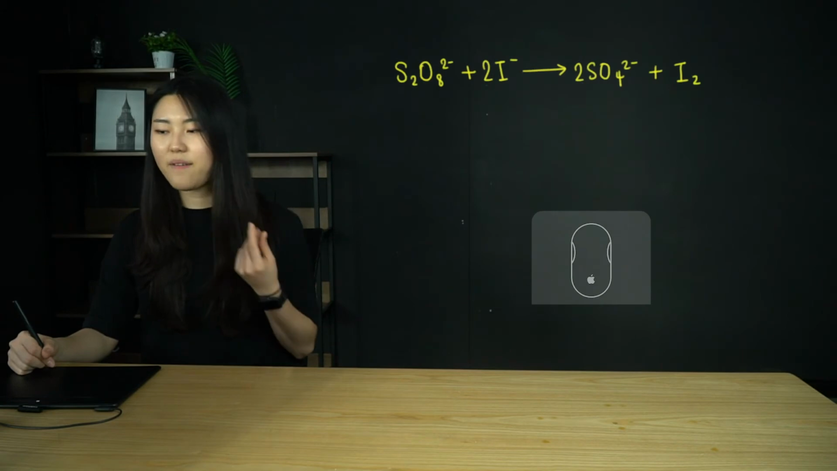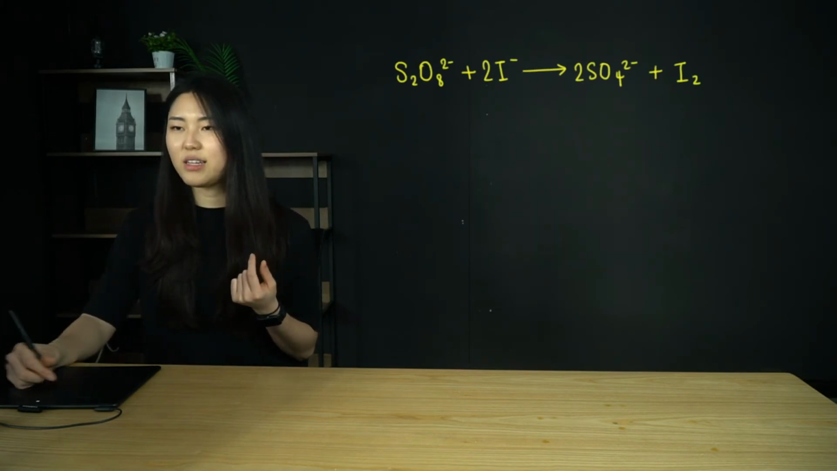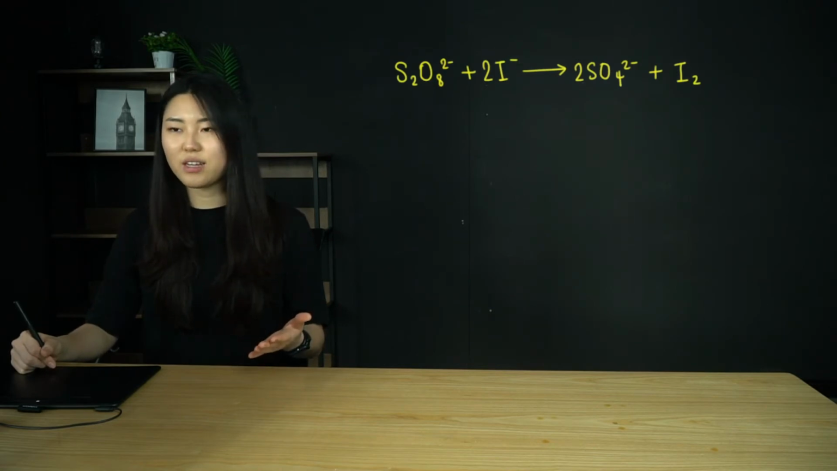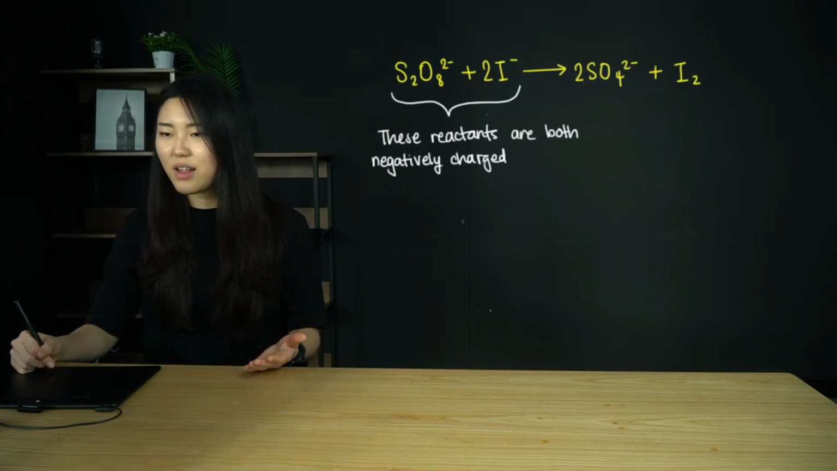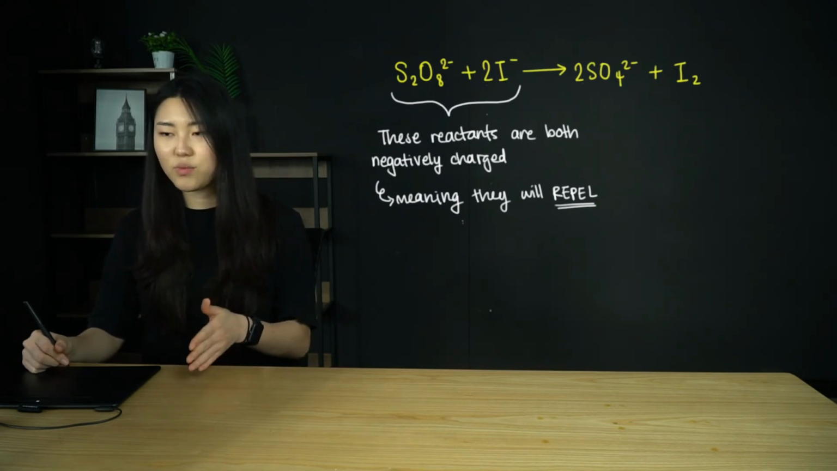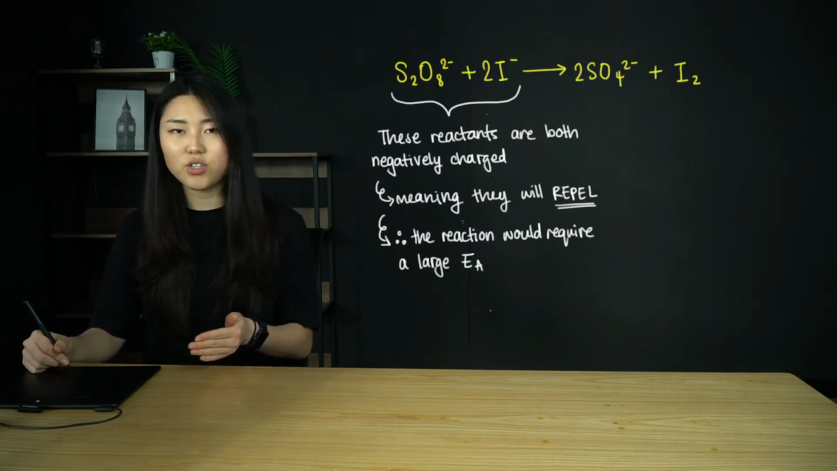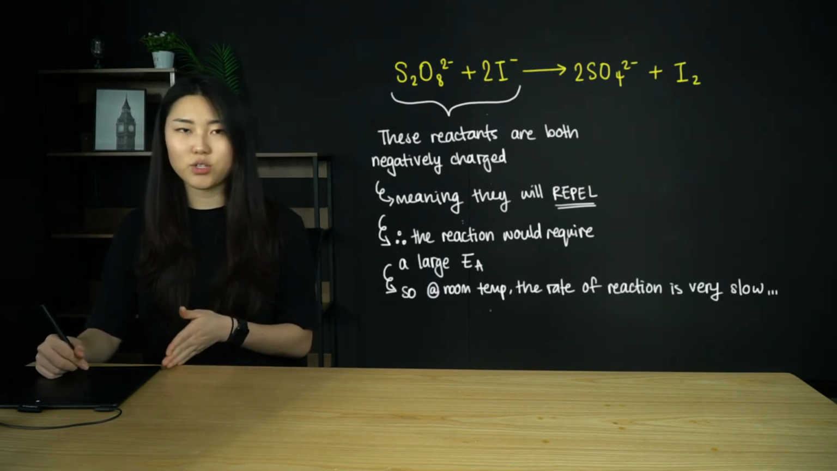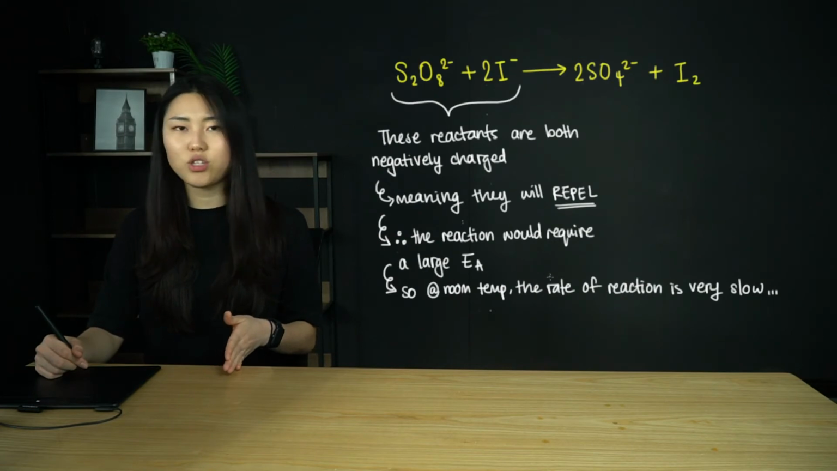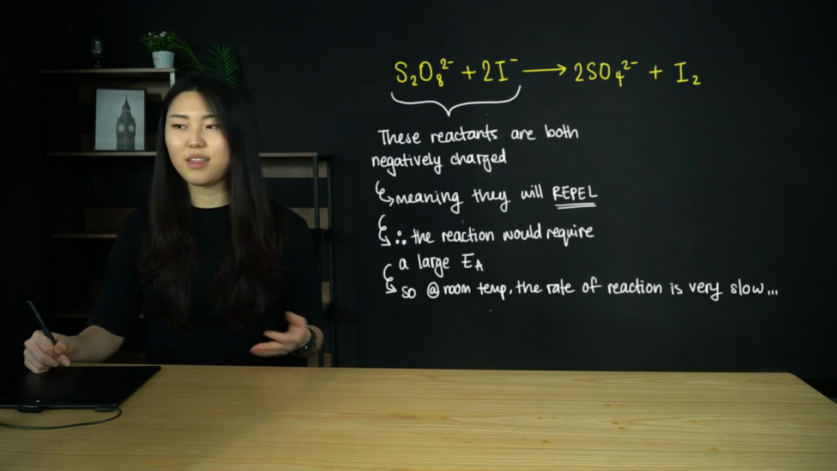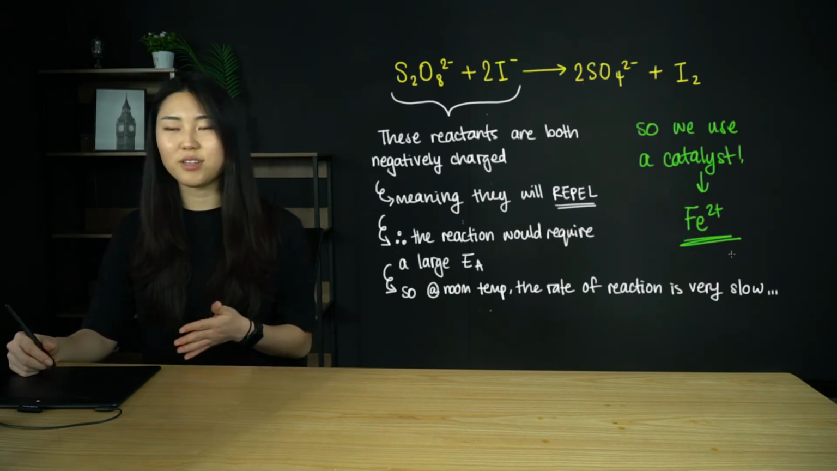Over here we have the reaction, and in the reactants we have the 2 negatively charged reactants, okay? Which means that they will be repelling away from each other. Therefore the reaction would require a large activation energy to overcome that repulsion. So at room temperature, the rate of the reaction is going to be very slow, which means that we're going to use a catalyst. In this case, we're going to use an Fe2+ ion.